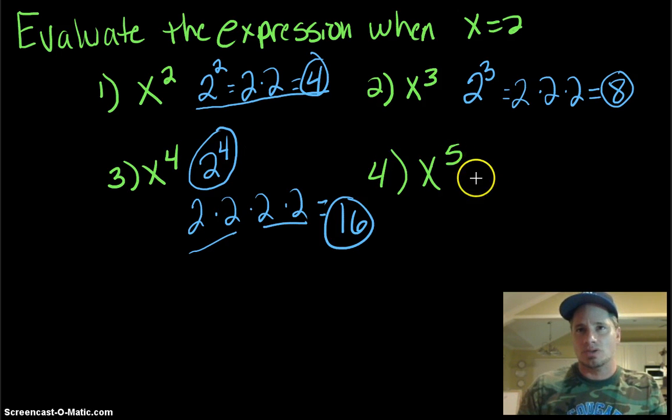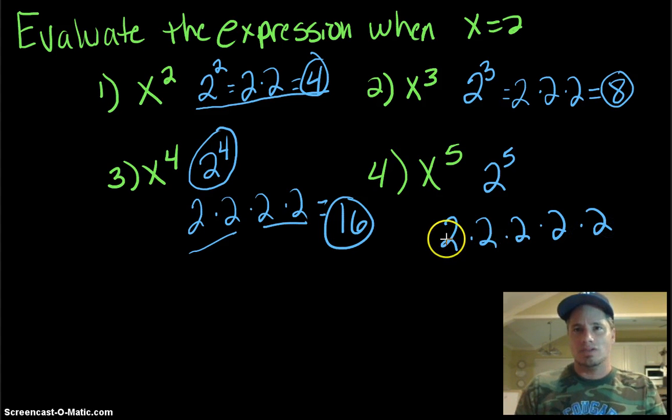Okay, I'm going to substitute 2 here. That's 2 to the 5th. That is the same as 2 times 2 times 2 times 2 times 2. That gives me, well, this is 4, and this is 8. 4 times 8 is 32.